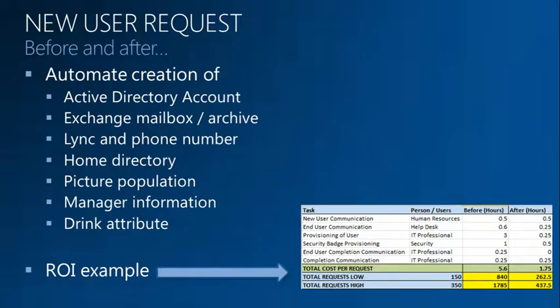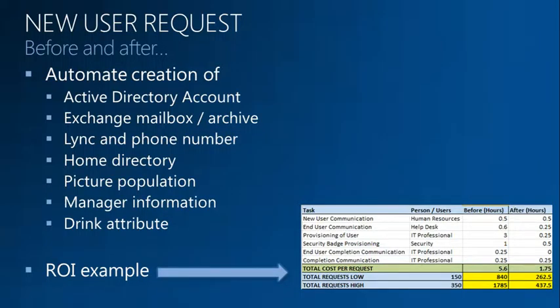So, new user request. New user request is probably the most easy, most universal. Everybody's got a new user request. If you've got 200 users, you're maybe doing 25 a year. If you've got 50,000 users or 5,000 users, whatever it is, you're doing thousands of requests a year. That's a lot of cost.